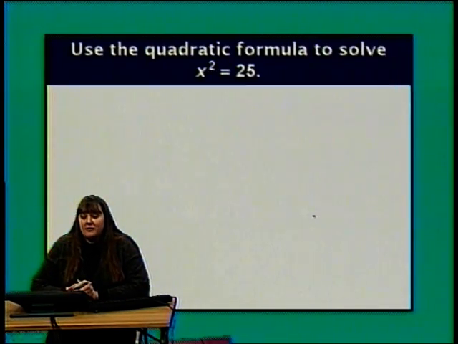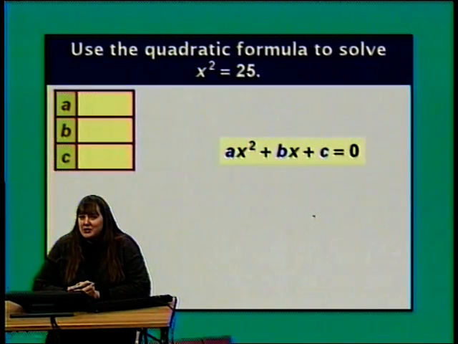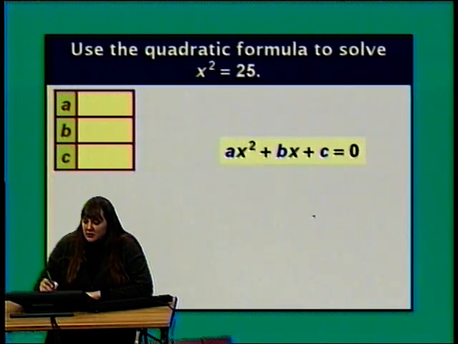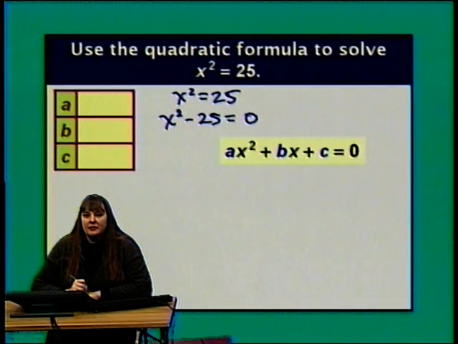Now let's use the quadratic formula to solve x squared equals 25. I don't have an equation in the form ax squared plus bx plus c equals 0. So the first thing I need to do here is get this so that I can write my equation with 0 on one side of the equal sign. All I have to do is subtract 25 from both sides of the equation. So x squared minus 25 equals 0.